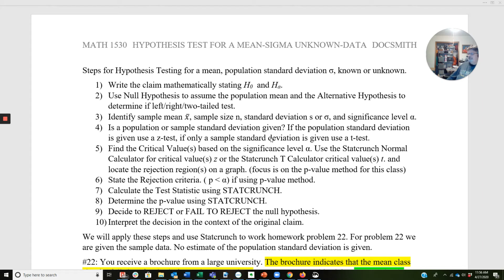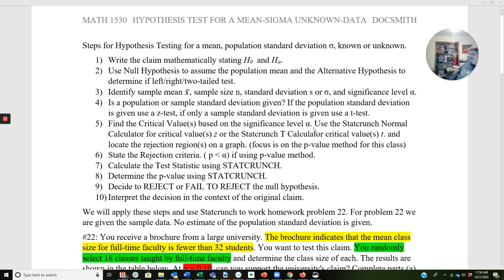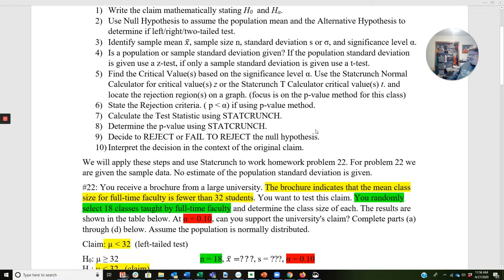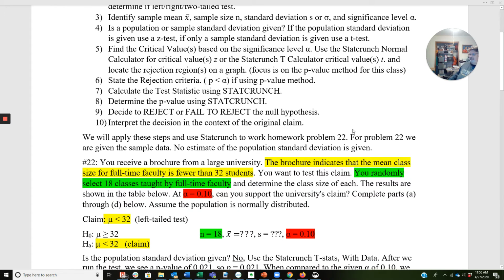In this video, we will look at homework problem 22 from the MyLab homework. Again, we're going to be doing a hypothesis test for a mean. This is with the population standard deviation, or sigma, unknown. The difference for this question is we're given the data rather than the summary data. I'm going to jump over the steps again because we've already explained those in a previous video. But we are going to apply these steps to StatCrunch and work over problem 22.